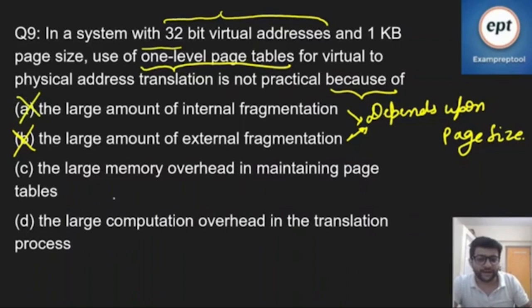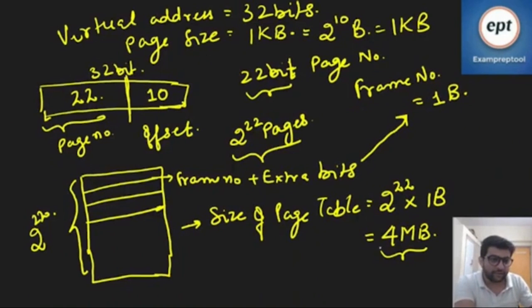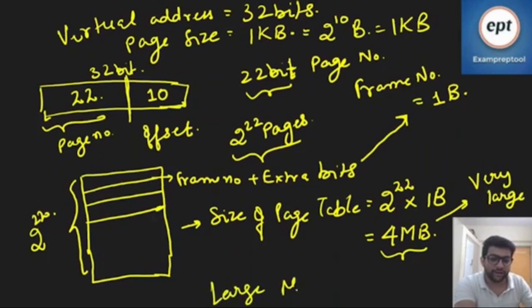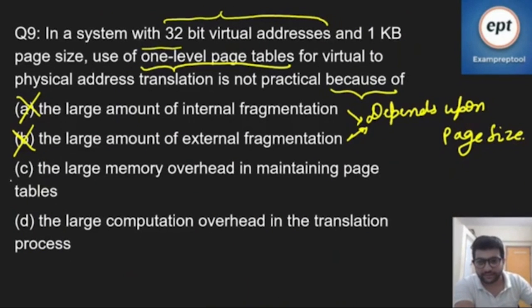The third option says that the large memory overhead in maintaining the page table, right? Because since we have 4 MB of page table, this is very large. So we have a large memory overhead to maintain the page table. Hence, this is correct. The fourth option says that the large computation overhead in the translation process.